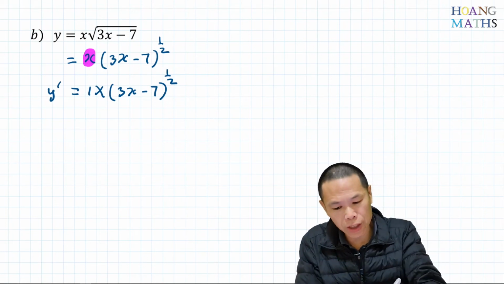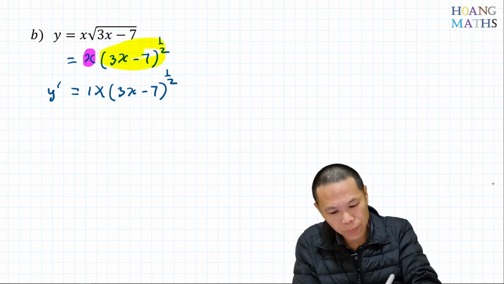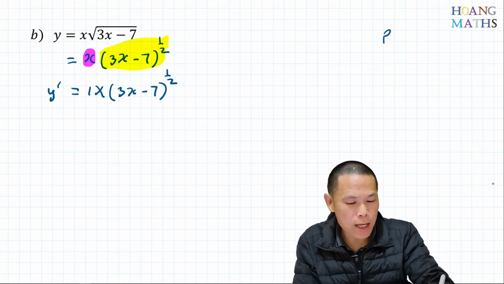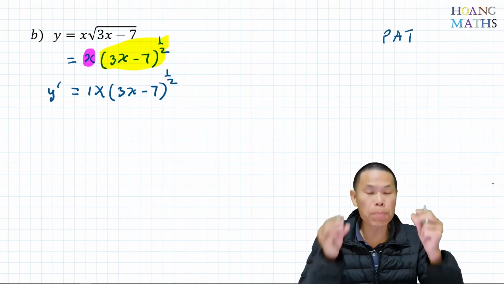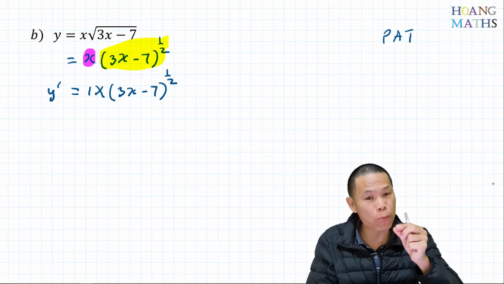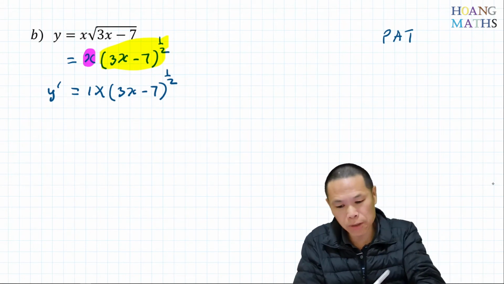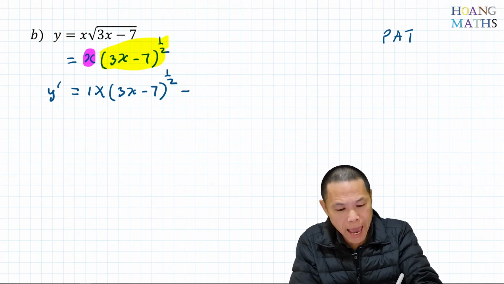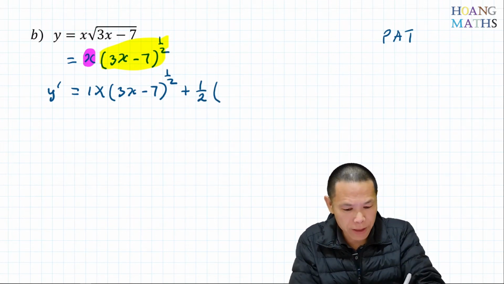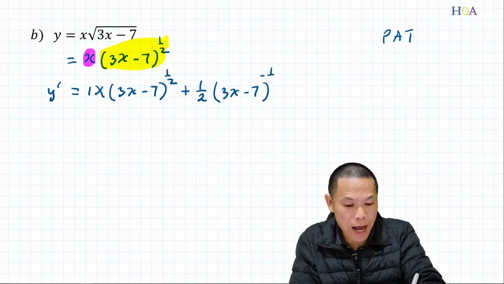So the second function is this one here. To differentiate this, we use the power, angle, trick. The power is a half. So we differentiate that, we bring a half down with minus 1. That means a half we bring down and minus 1 becomes negative a half. So 3x minus 7 to the power of negative a half.